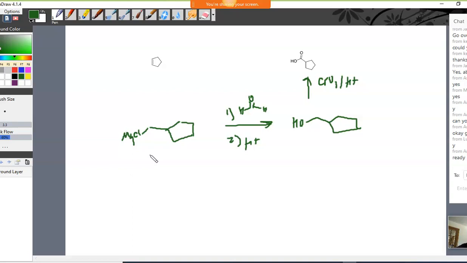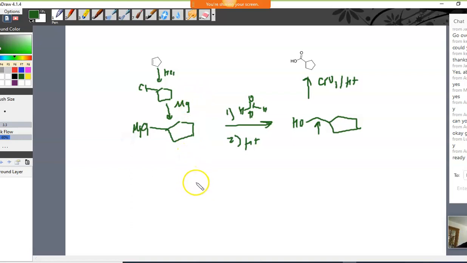Hold on one second. Oh, no. I drew that wrong. That's what I was like, that isn't right. It should be right here. MgCl, because I'm putting on that carbon. That's the carbon I'm putting on. So it comes from that carbon. So to get this, I have to turn this into a chloride. So HCl, and add magnesium. Okay.